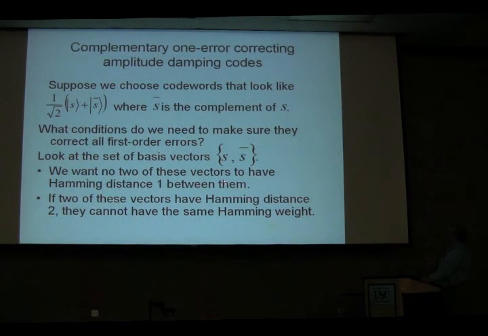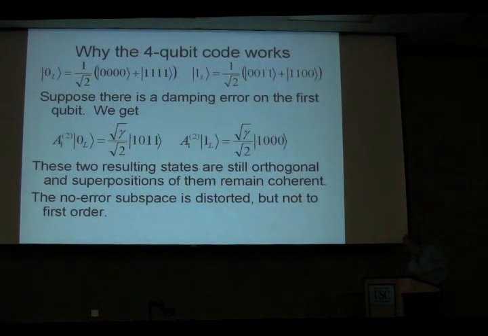So we want no two of these vectors to have Hamming distance 1, because then if you applied an amplitude damping, there'd be a position where they differed. I can explain that on the next slide. And if two of these vectors have Hamming distance 2, we won't let them have the same Hamming weight. Going back to Debbie's code, 1111 has Hamming distance 2 from 1100, but these don't have the same Hamming weight, so they're okay.